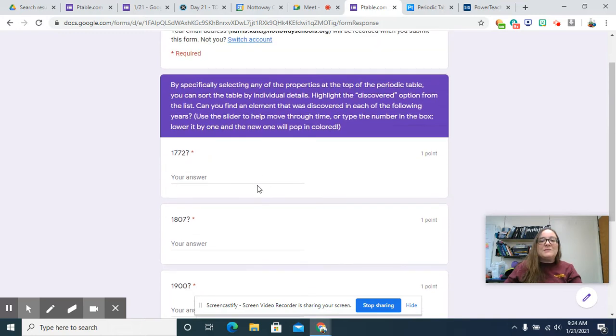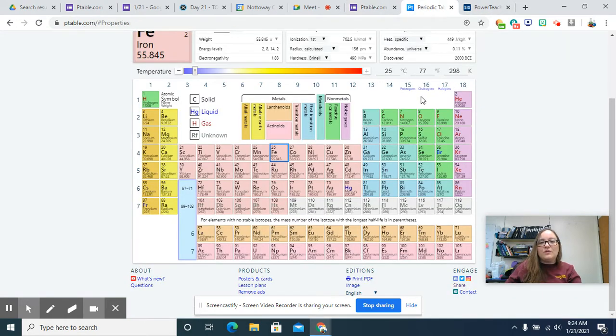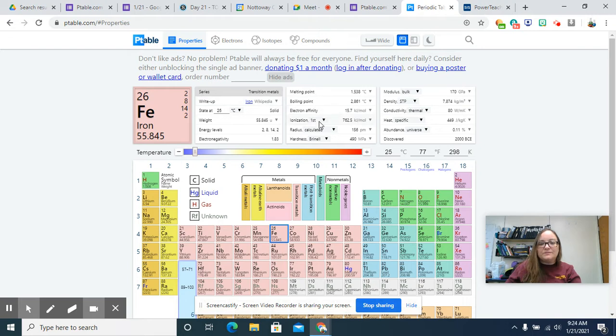Okay. By specifically selecting any of the properties at the top of the table, you can sort the table by individual details. Highlight the discovered option from the list. Can you find an element that was discovered in each of the following years? So we're going to look for the discovered. When was each of them found? And the year slider is going to be the best way to do that.